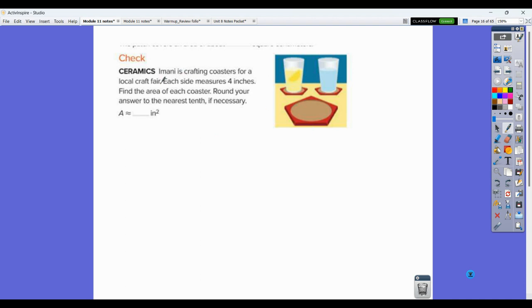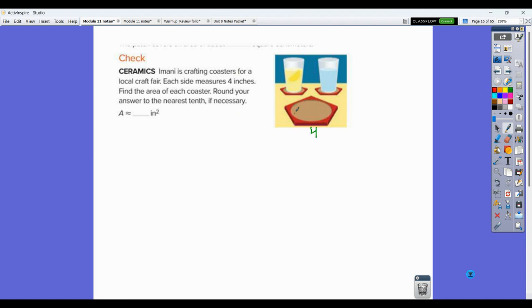If you think about a lot of things that are done in real life, a lot of them are going to be regular figures. Like you're not going to make this coaster and not make all the sides congruent. That's just not the way that's going to work. So we're going to assume this to be a regular polygon, and each side measures 4 inches. So I know that this side length is 4 inches there.